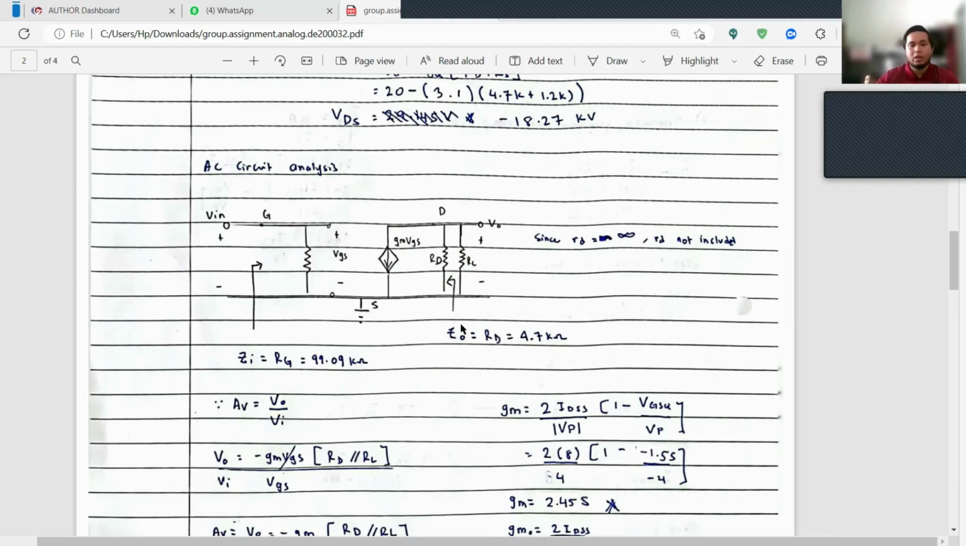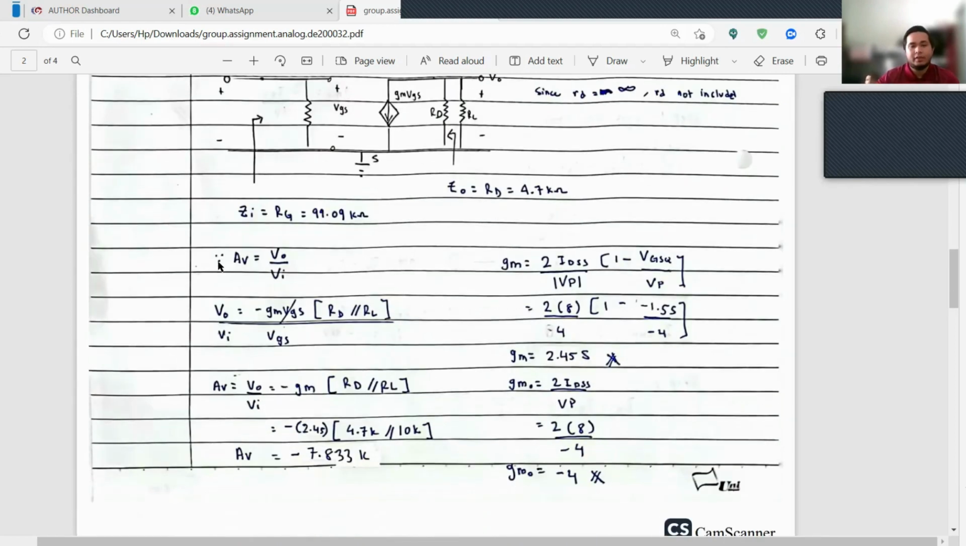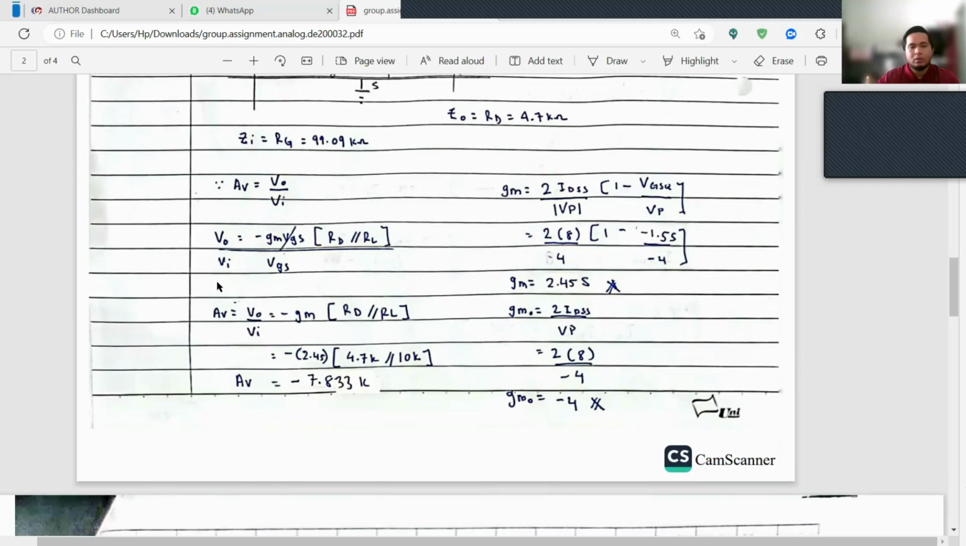Okay, so next we find AV. So the equation for AV is Vout over Vin. So Vout equals negative gm VGS times RD parallel with RL, over Vin, which is VGS. So we cancel VGS and what we got is negative gm times RD parallel with RL.